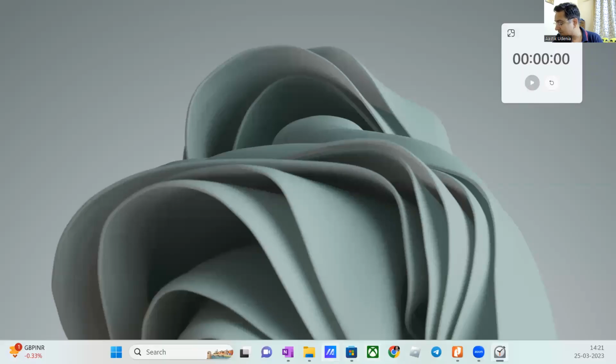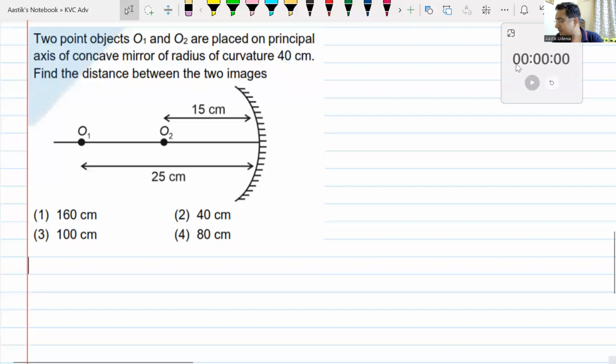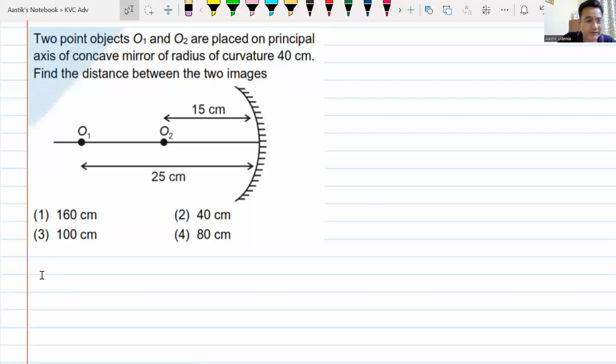Hey, the timer did not start. Something wrong with the timer. So I let go the timer. It's not working as it was supposed to. So I will just show you this one. Timer is not working in the way it was supposed to work. This is the question. I'll have a timer here and I will probably put the timer also.